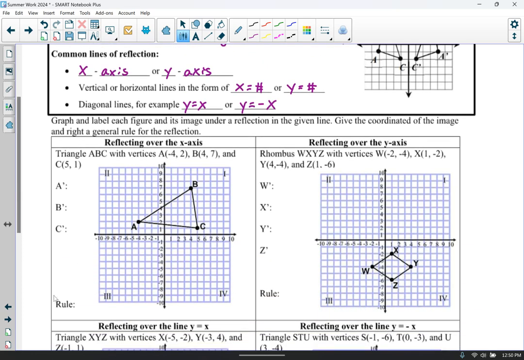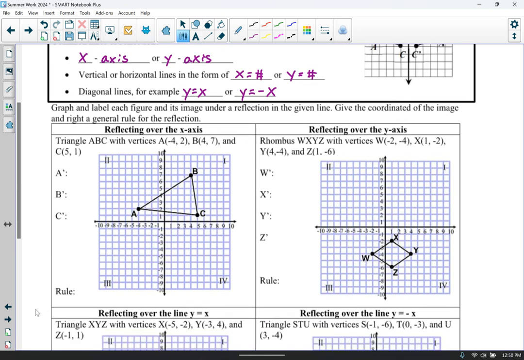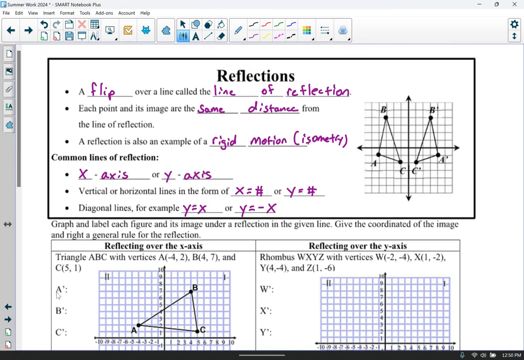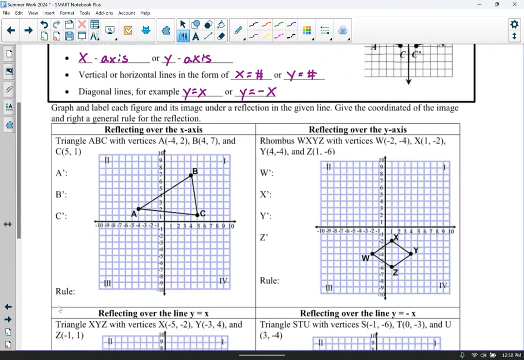So first thing we're going to do here is take triangle ABC with the given vertices on our graph, and we're going to reflect it over the x-axis. To reflect over the x-axis, I'm going to start by just using that fact that each point and its image are the same distance from the line of reflection. So our x-axis right here is our line of reflection. So I'm just going to count spaces.